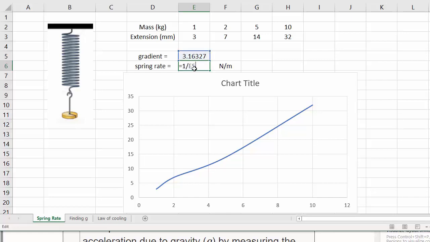The next thing we need to do is to turn that into newtons by multiplying by 9.81. And that is the number of newtons per millimetre, and then finally we need to multiply that by 1000 to turn it into newtons per metre, and that's the spring rate of this spring.